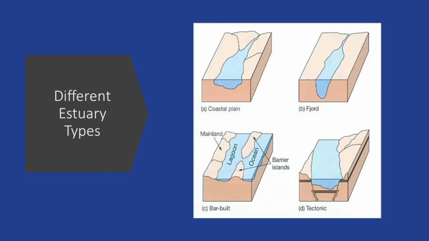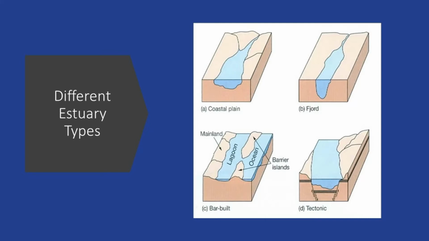Estuaries are typically classified by their existing geology, or how they were formed. The 5 major types of estuaries classified by their geology are coastal plain, bar-built, deltas, tectonic, and fjords. Most estuaries are less than 10,000 years old. Coastal plain estuaries are formed when rising sea levels flood existing river valleys.